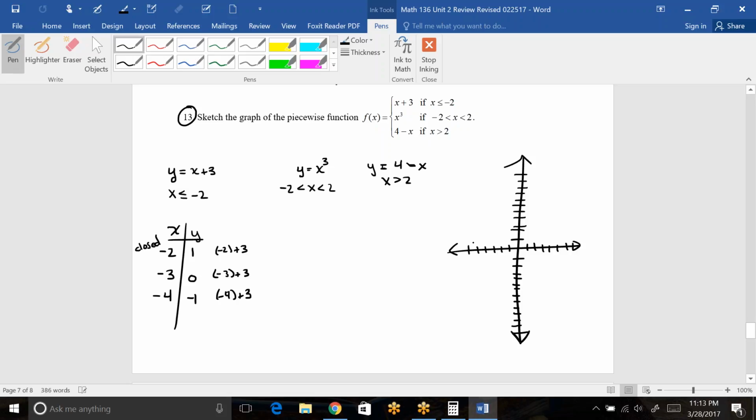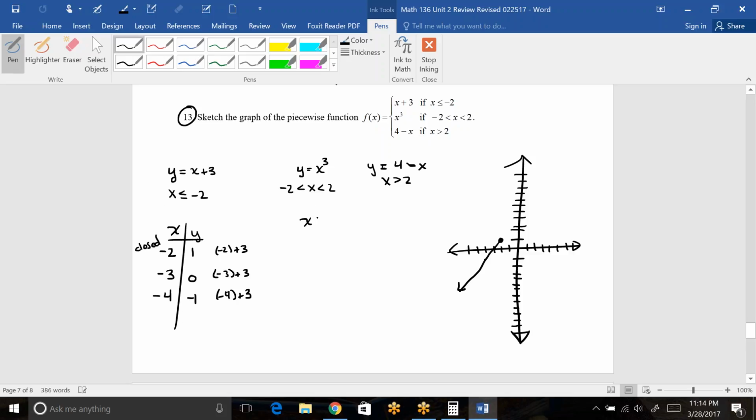So I usually go ahead and plot that graph. So negative 2, positive 1, closed circle. And then negative 3, 0, it doesn't want to make it closed. Closed circle, not open. Negative 3, 0, which would be right here. And then negative 4, negative 1. And because this keeps going back forever, I would keep that direction going for that line. Because this says less than or equal to negative 2, which means it keeps going backwards forever.